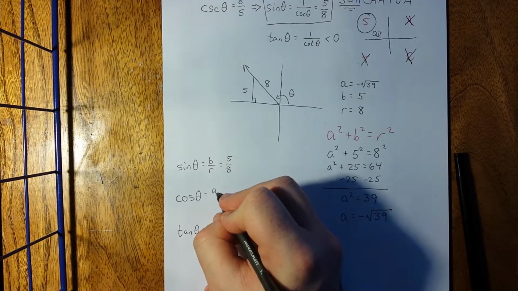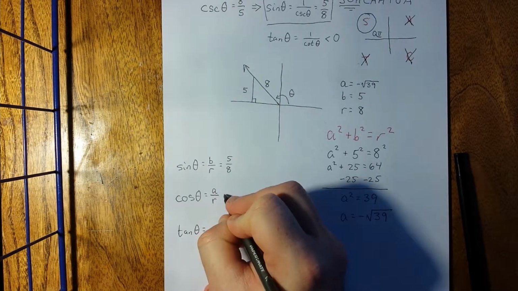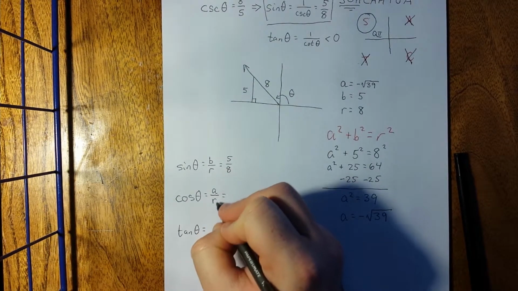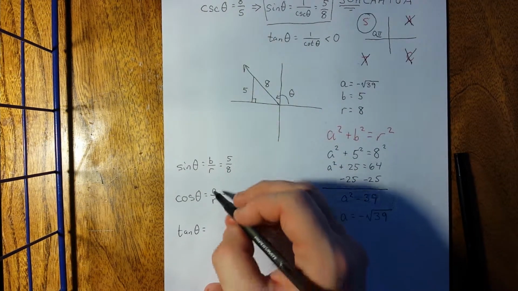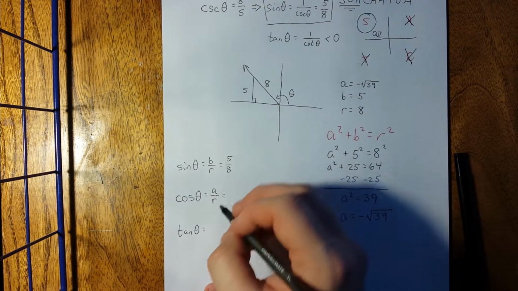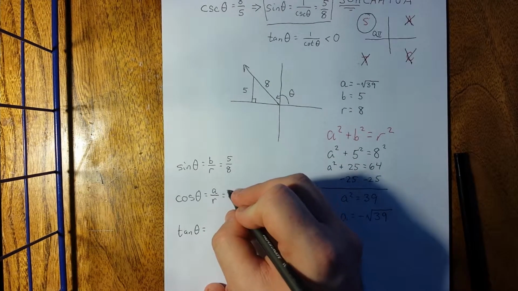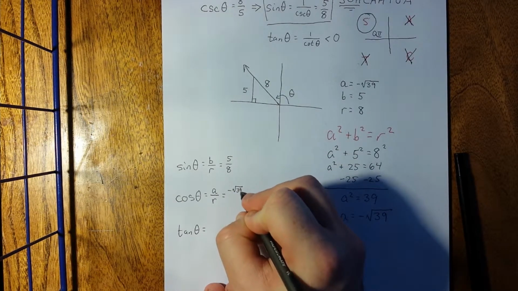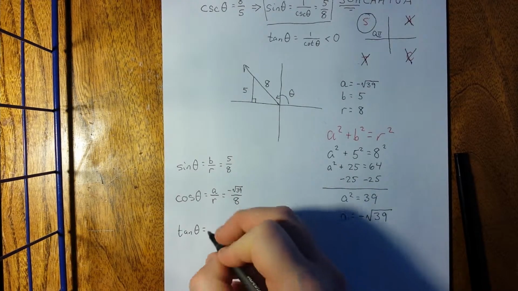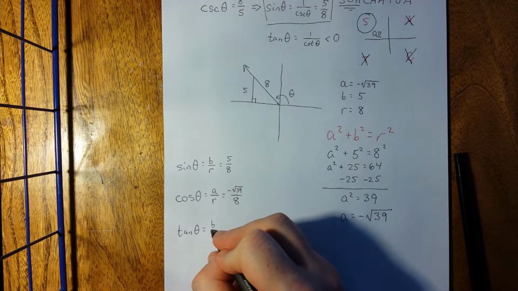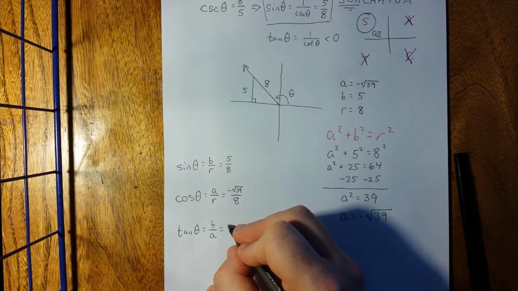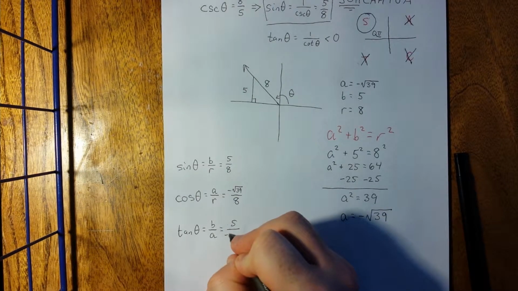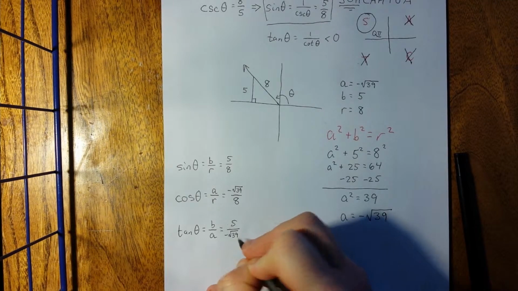The cosine of theta, that's the CAH of SOHCAHTOA, that's the adjacent over the hypotenuse, or in unit circle trigonometry, that's a over r, or excuse me, just circle trigonometry. That's going to be negative square root of 39 over 8. And the tangent is going to be equal to b over a, or opposite over adjacent. That's going to be 5 over negative square root of 39.